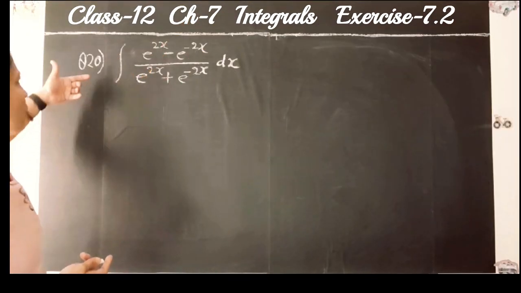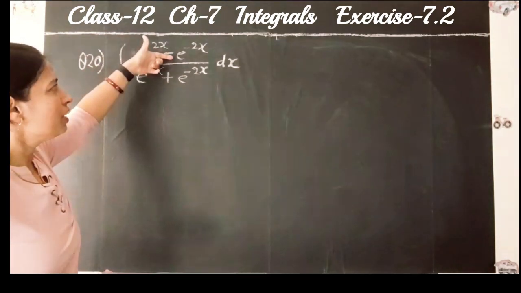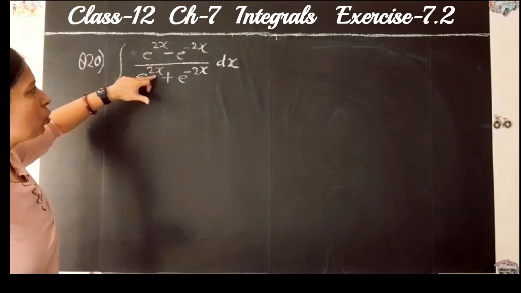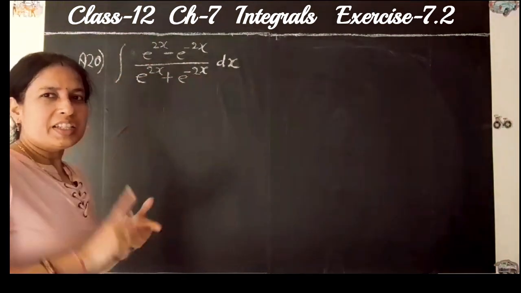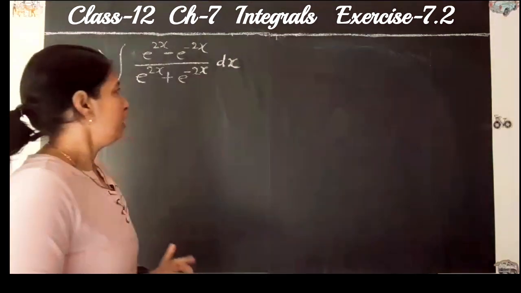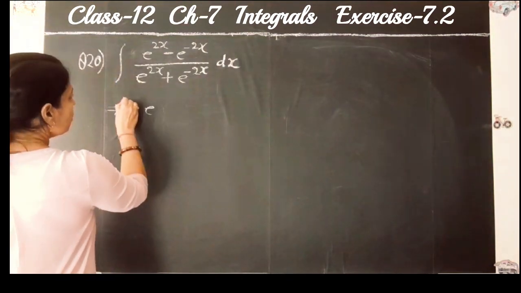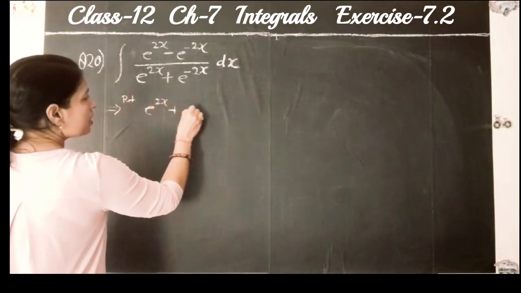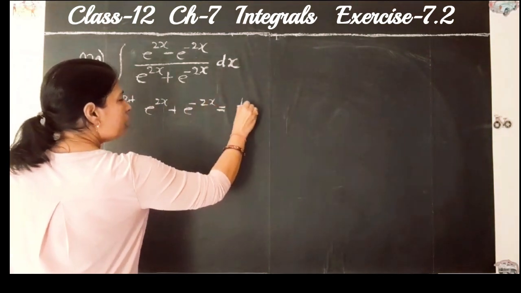So next one is question number 20. It is the integral of e to the power 2x minus e to the power minus 2x divided by e to the power 2x plus e to the power minus 2x dx. It is the same as question number 19. Okay, so first we put here e to the power 2x plus e to the power minus 2x is equal to t.